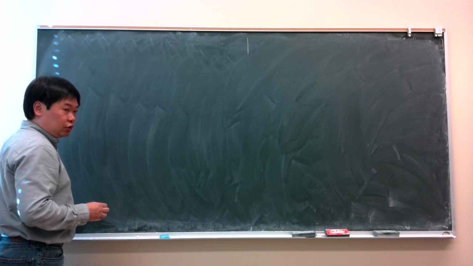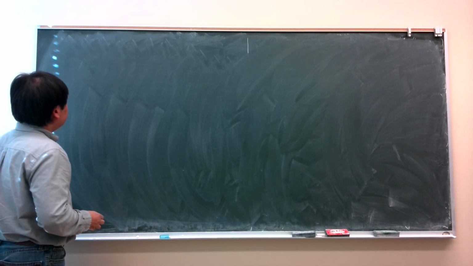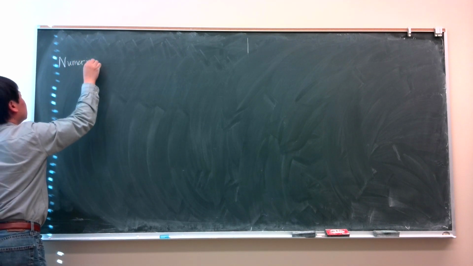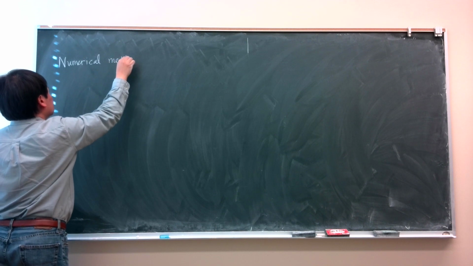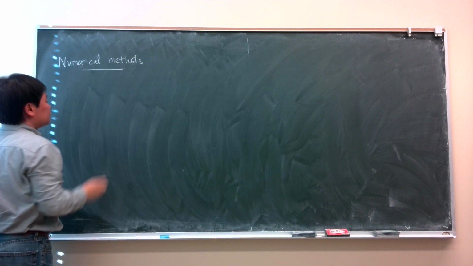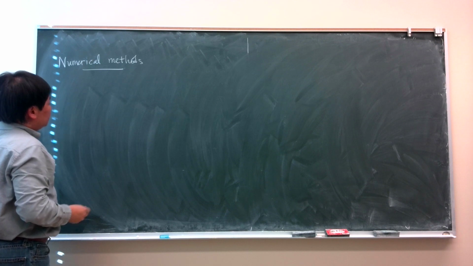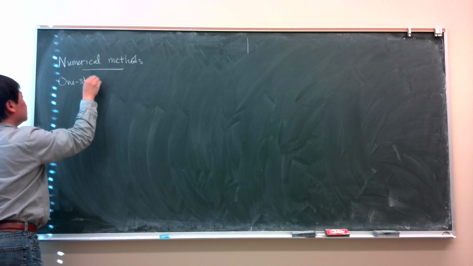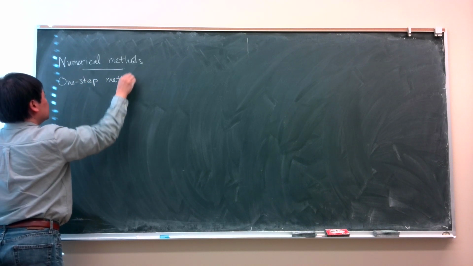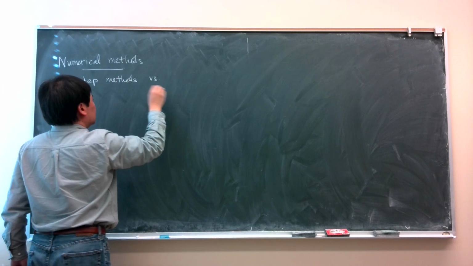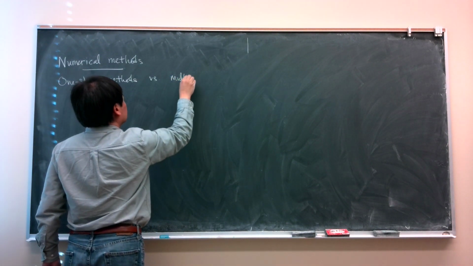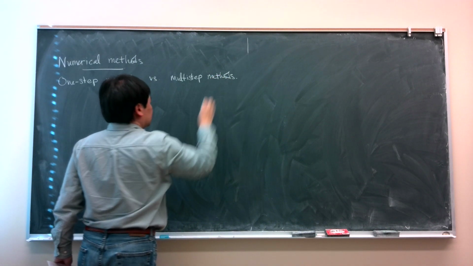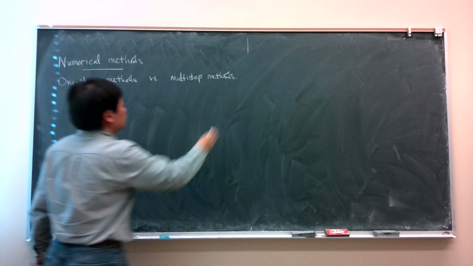So we're going to now talk about how you might go about deriving numerical methods. And we're going to look at two classes of methods, one of which are one-step methods versus multi-step methods. And I'll explain what that distinction is.